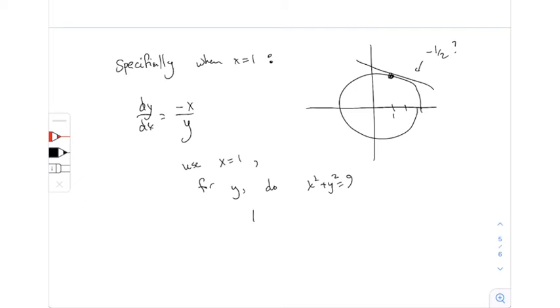So it's 1 plus y squared equals 9. I want to know what's the y value when the x is 1. I guess we could subtract 1 here. y squared equals 8. And so y is plus or minus root 8. I got two answers here. Which one do I want, the plus root 8 or the minus root 8?